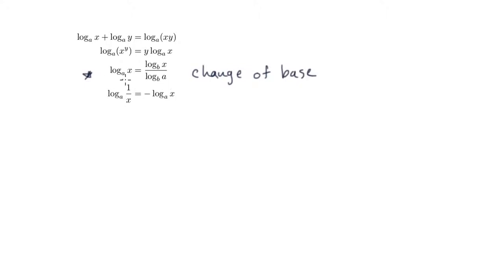If I have log base 2 of x and I want the natural log, then it's just natural log of x divided by natural log of 2. We'll see more examples of that later. And then this property, reciprocals in a log, we'll just pick up a negative. And so these are the properties of the logarithm.